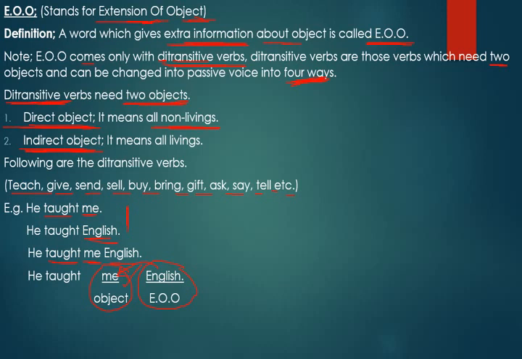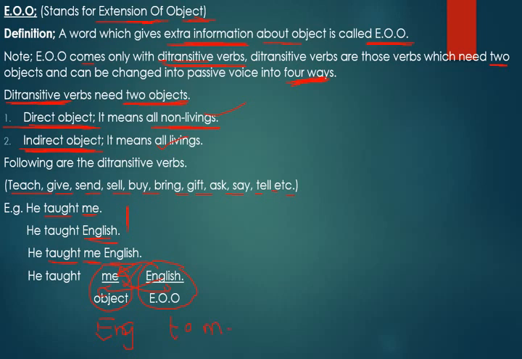One thing more, let me discuss with you. Me is which object? Indirect object, and English is your direct object, meaning non-living. If you say no, I want to bring English at the beginning and me at the end, for example he taught English to me, then we take the support of a preposition. Then we will say he taught English to me.